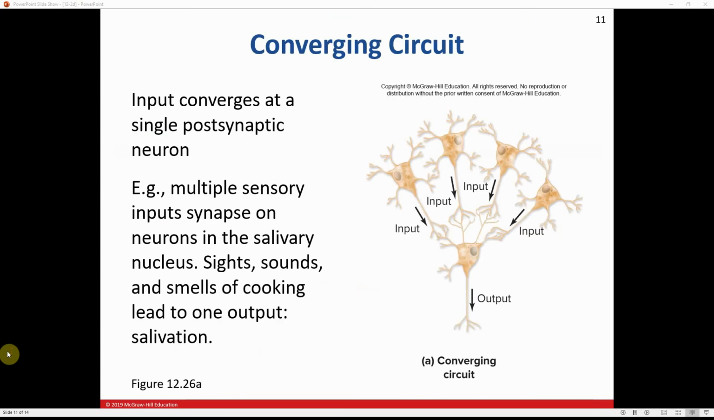So here's a converging circuit. We've got several neurons all converging or meeting on one single neuron. We'll have multiple sensory inputs on, say, the salivary nucleus. So sights, sounds, smells of cooking are going to all lead to one output, and that's salivation.